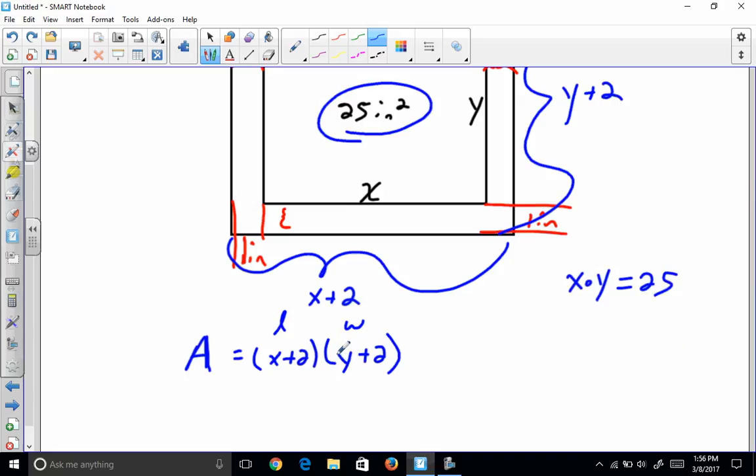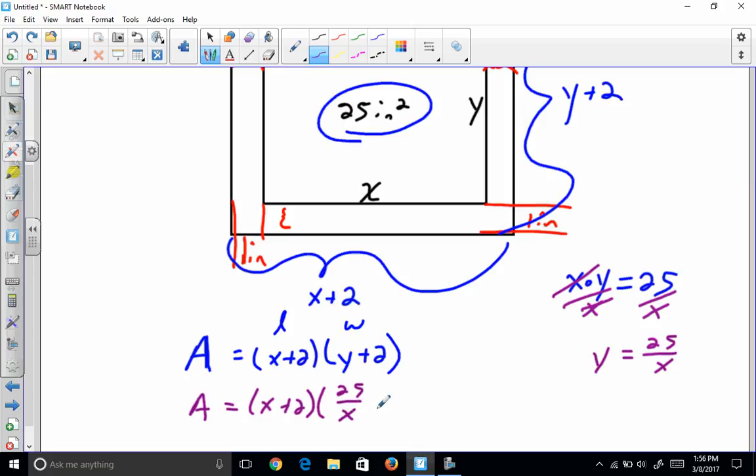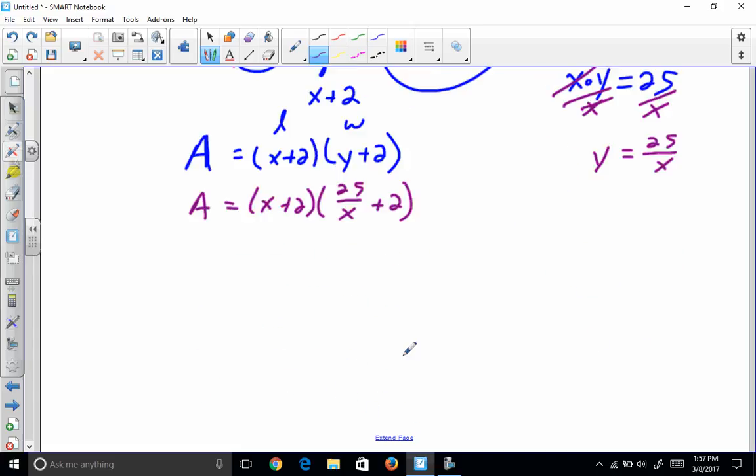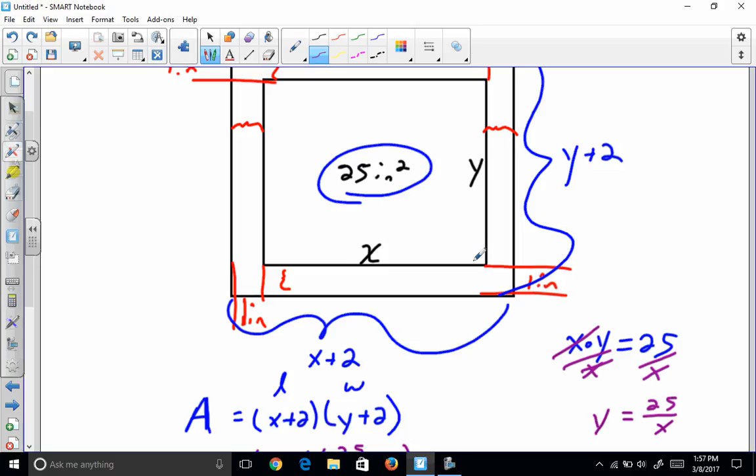So find out what y corresponds to. If we solve for y, y corresponds to 25 over x. So we can replace y with 25 over x. So now this relates x to A. You tell me how wide this is, I can tell you the area of the whole thing. Tell me this distance and I'll give you the total area.